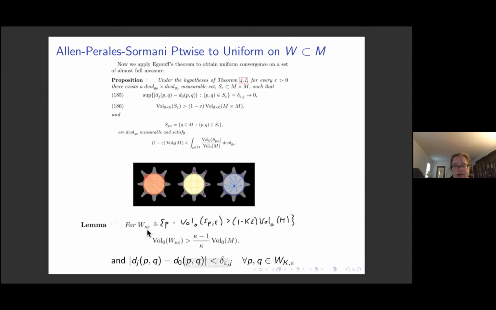So to do that, we take our W to be the collection of all P's where the volume 0 of SP epsilon is big. So this won't include any of the P's that are inside the wells, but it will include P's that have a nice huge volume for their SP epsilons. The epsilon is about how close we are and how well behaved things are. So now I'm only going to choose the P's that have big SP epsilons. And we show that the volume 0 of WK epsilon is bigger than this. This is all in the work with Allen and Perales. And we have the distances are controlled on this WK epsilon. The K here is how good the estimate is.